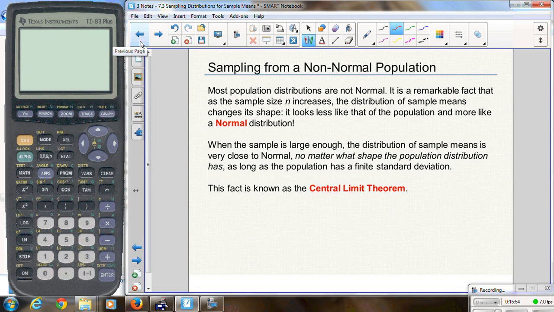So when we're sampling from a non-normal population, and most distributions aren't normal, it's a remarkable fact that as the sample size n increases, the distribution of the sample means changes its shape. It looks less like that of the population and more like that of a normal distribution. When the sample is large enough, and we'll define what large enough means in just a second, the distribution of sample means is very close to normal no matter what the shape of the population is, as long as the population has a finite standard deviation. And this fact is known as the central limit theorem.